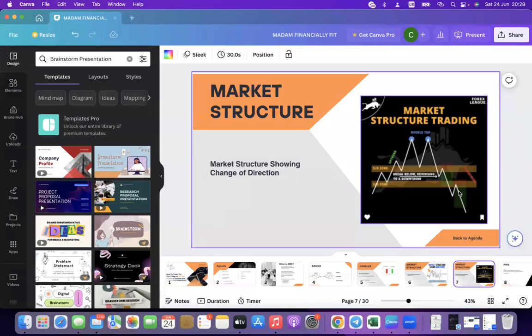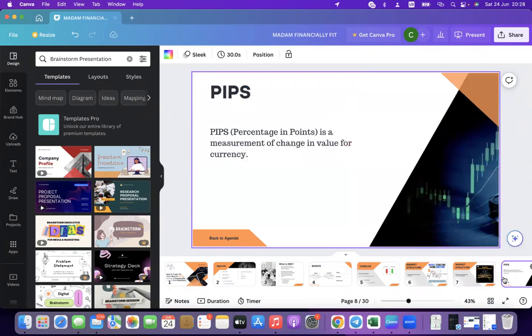Thank you. So the market structure also shows you when there is a change in direction. It could be from a bullish trend to a bearish trend. It could be from a bearish trend to a bullish trend. A typical example is right here. From a bullish, it changed and flipped to a downtrend. All right, good. Just calm down. We are getting there.